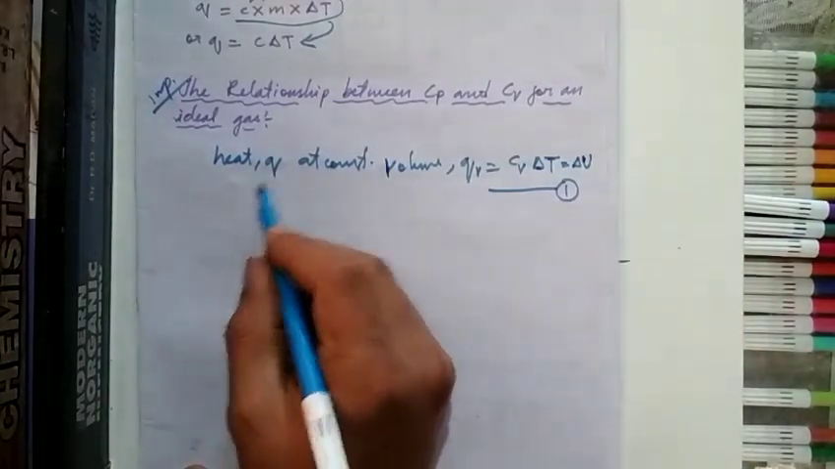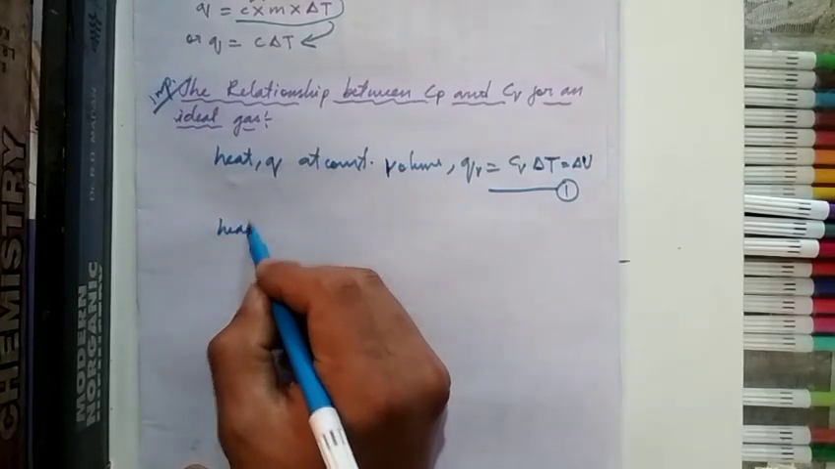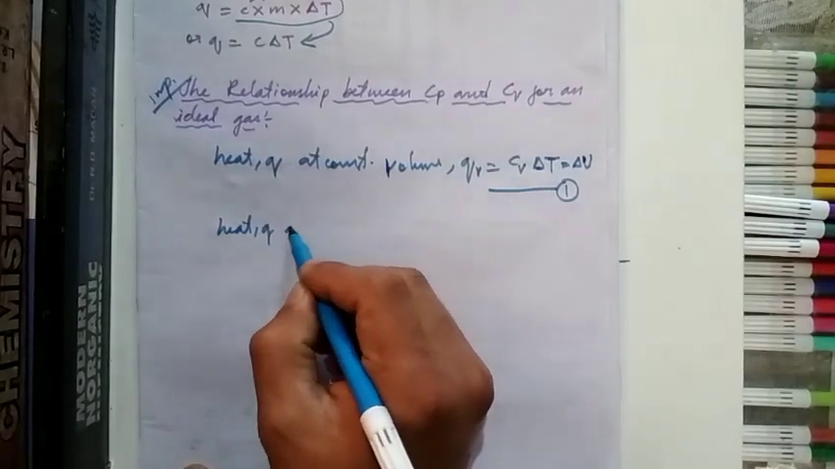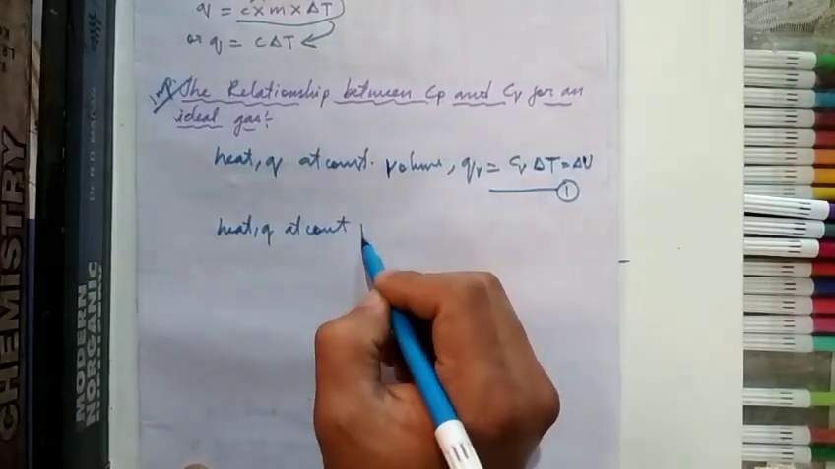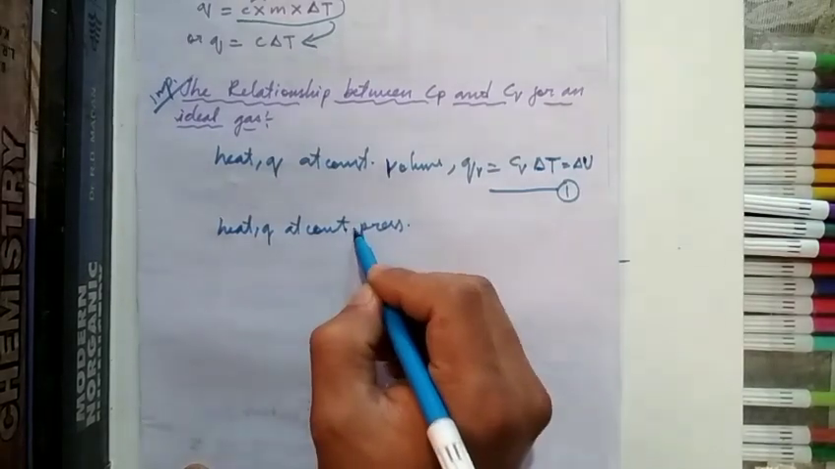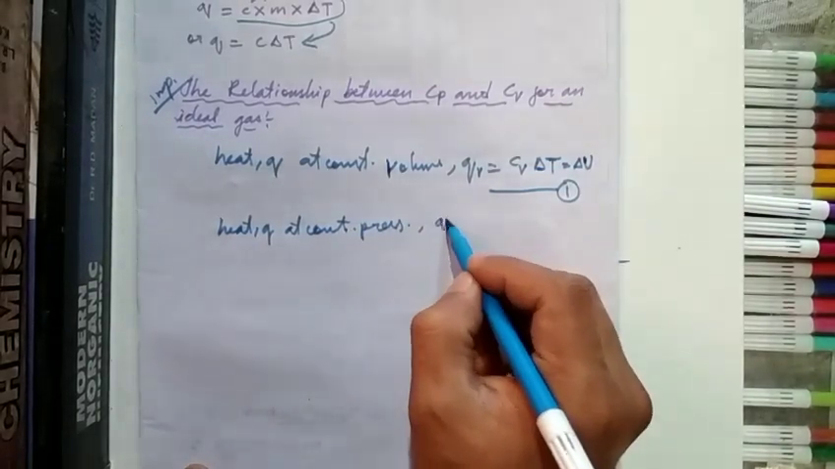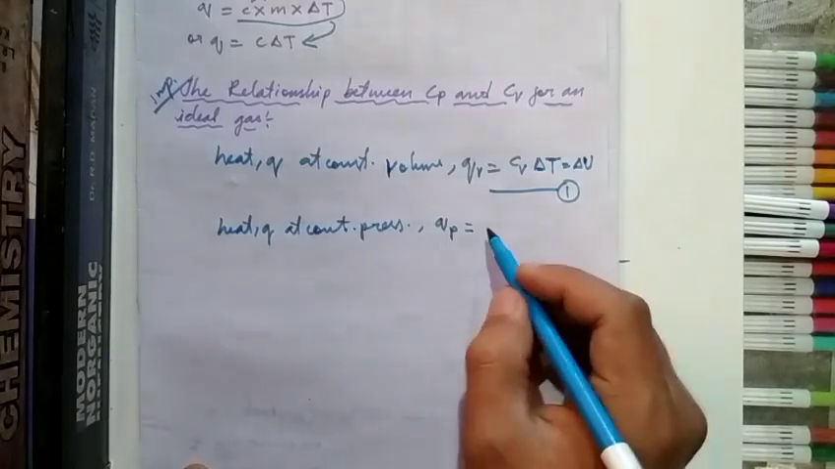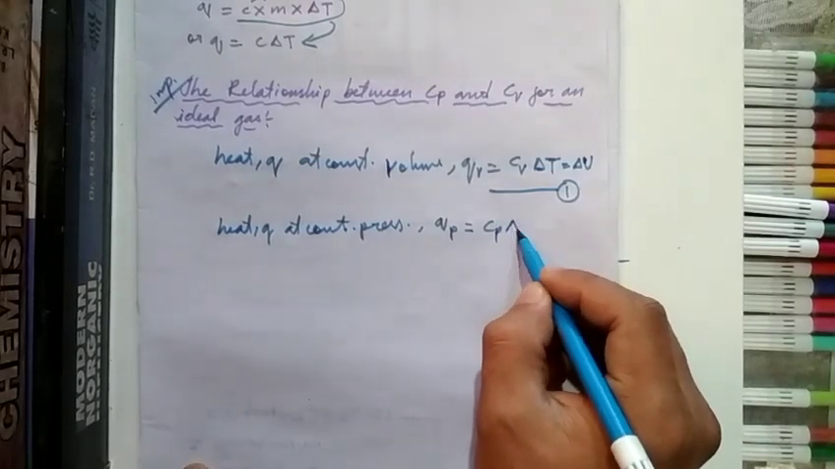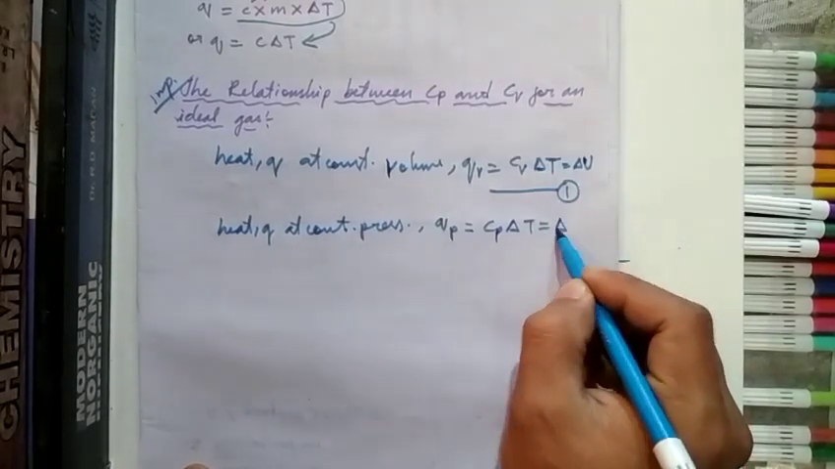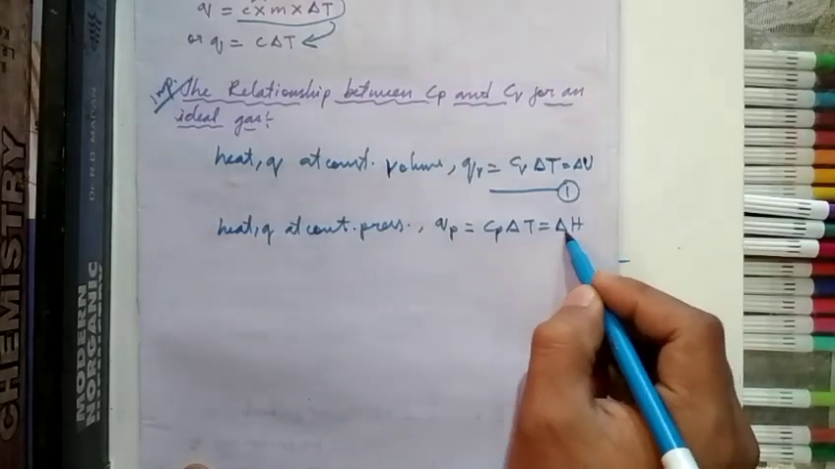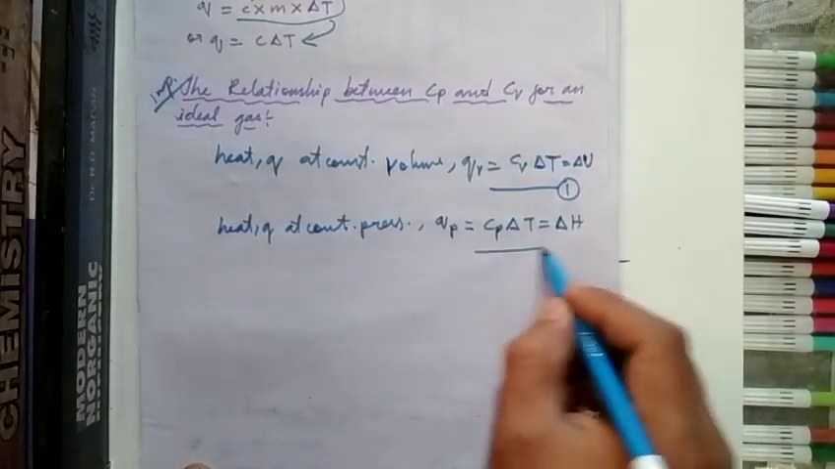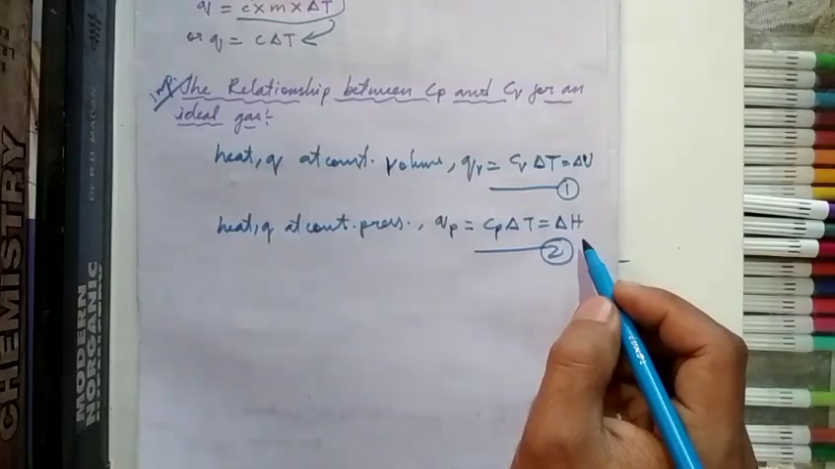Same way, heat at constant pressure. I'm writing all this in short form. Qp will be Cp delta T. This will be equal to the enthalpy, delta H. So let's take it as equation 2.